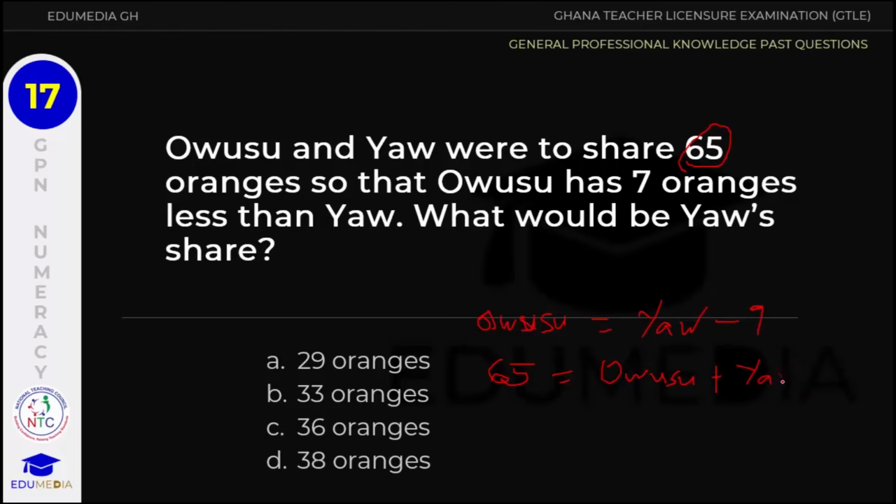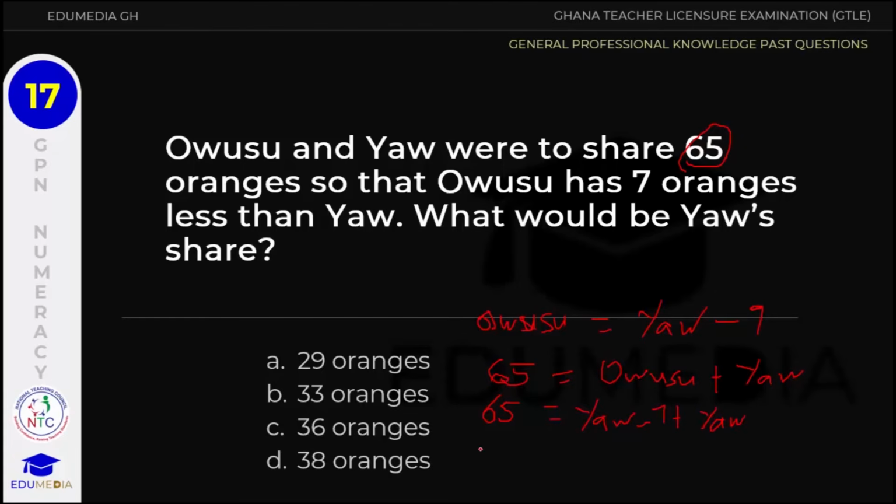So this is how. Owusu's oranges plus Yao's oranges will make up the 65. Now we can represent Owusu by this expression: Yao less than 7, or Yao minus 7. So we can have 65, and we have Yao here as 7 plus Yao.